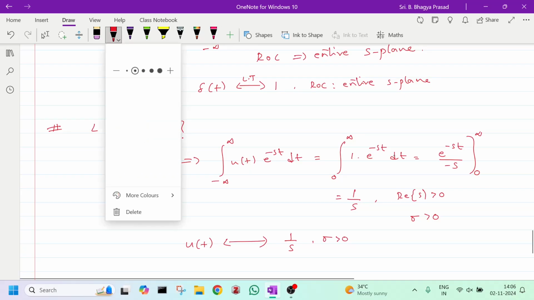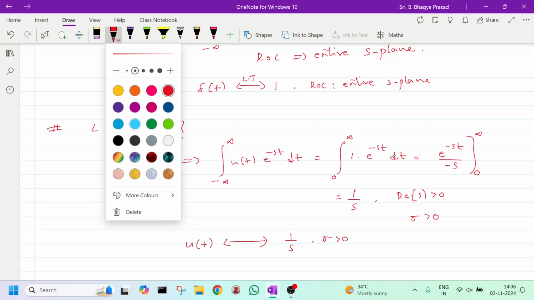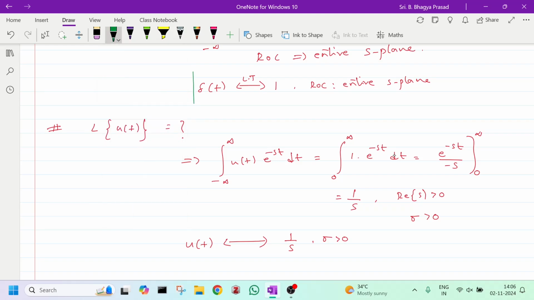Let us remember these expressions, the standard transform pairs. We will use these while solving the problems using properties.